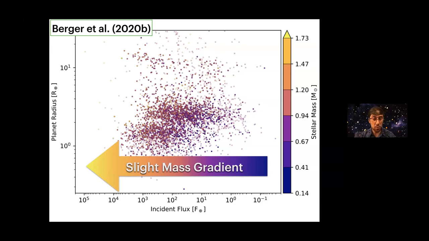Now, let's think about what incident flux actually depends on. It depends on the luminosity of the host star, which is dependent on the mass of the host star. And because luminosity is very strongly dependent on the mass of the host star, we kind of see this overall gradient going on here. Now that is oversimplifying things, but to first order, that's what's going on here.